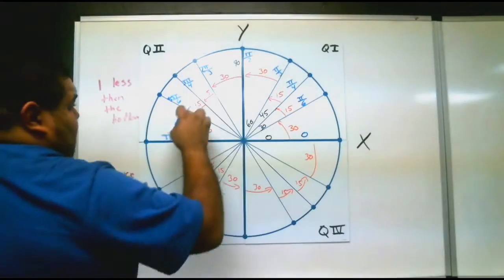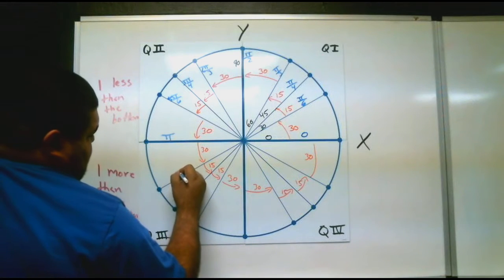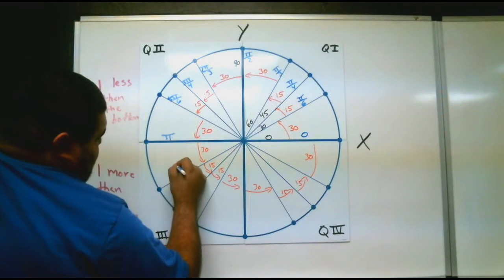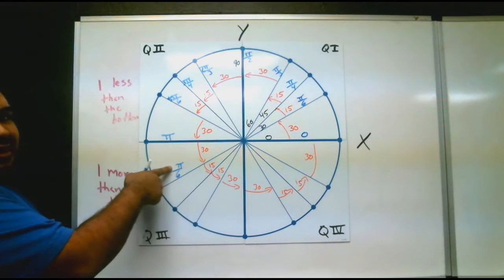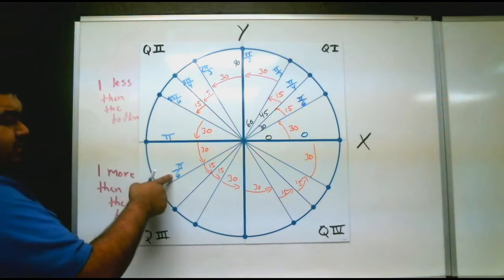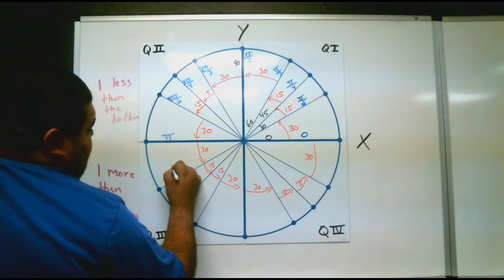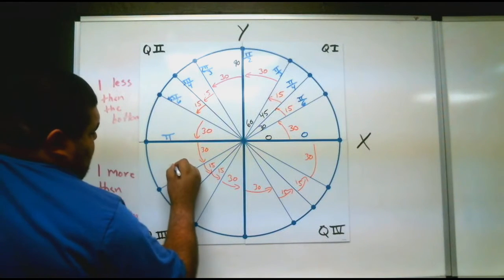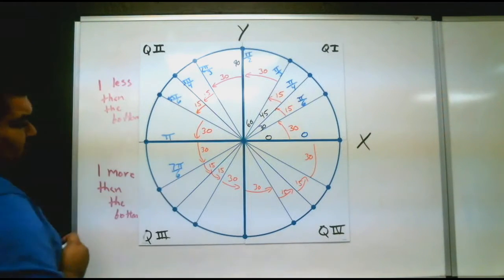remember, think of the mirror. We have 6 right on the bottom, pi. We still need the 1 in here, right? On top, next to pi. One more than the bottom. If the bottom is 6, the top one is 7. Okay?